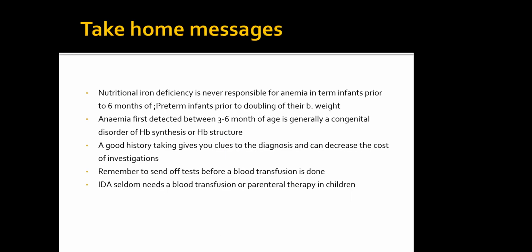Just take home messages. As I said, responsible for anemia for term babies prior to 6 months, and preterm babies generally we say about 4 months or before they double their birth weight. Generally, if it's detected between 3 to 6 months of age, it will be a congenital disorder of either the structure or hemoglobin synthesis that is happening.